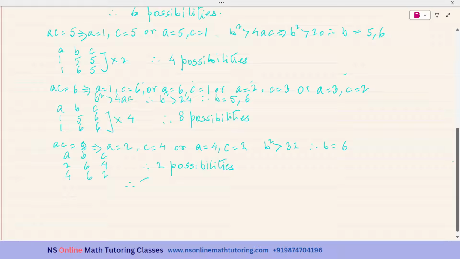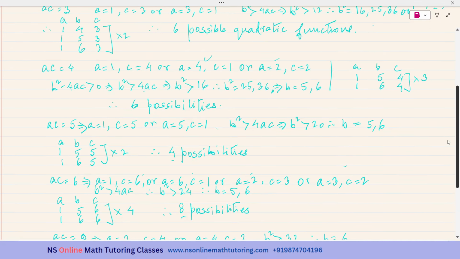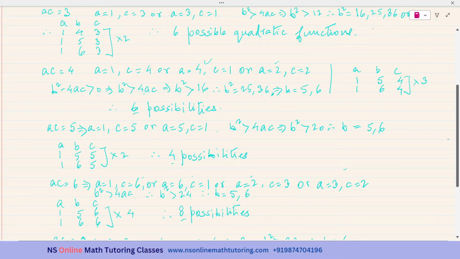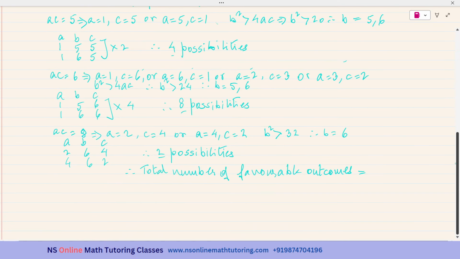Okay. So, now we will be adding and therefore, total number of favorable outcomes equal to, this is 2 plus 8 is 10, 10 plus 4 is 14 and plus 6 is 20 and plus 6 is 26, 26 and 8 is 34 and plus 4, 38. Okay. So you have 38.